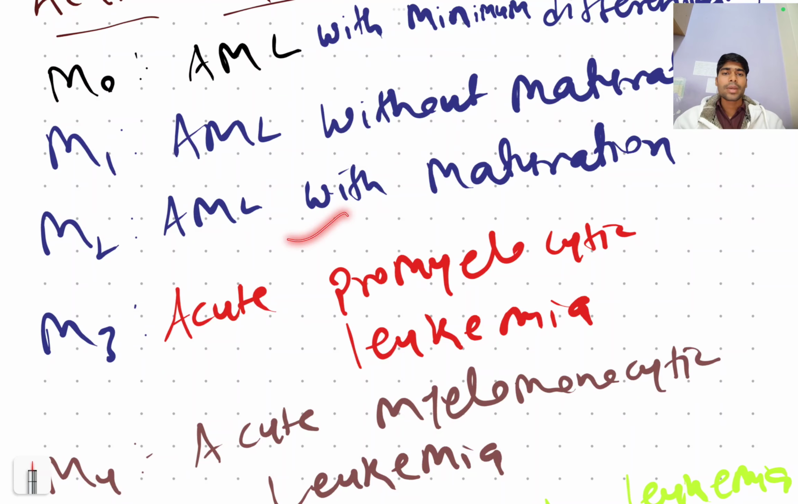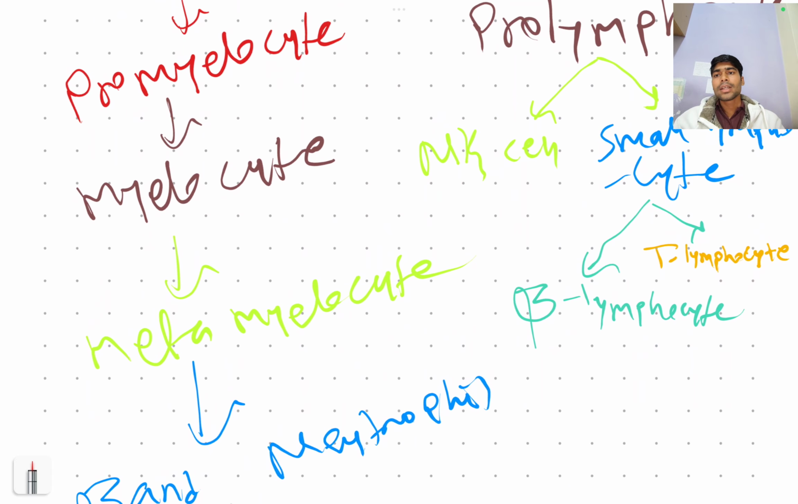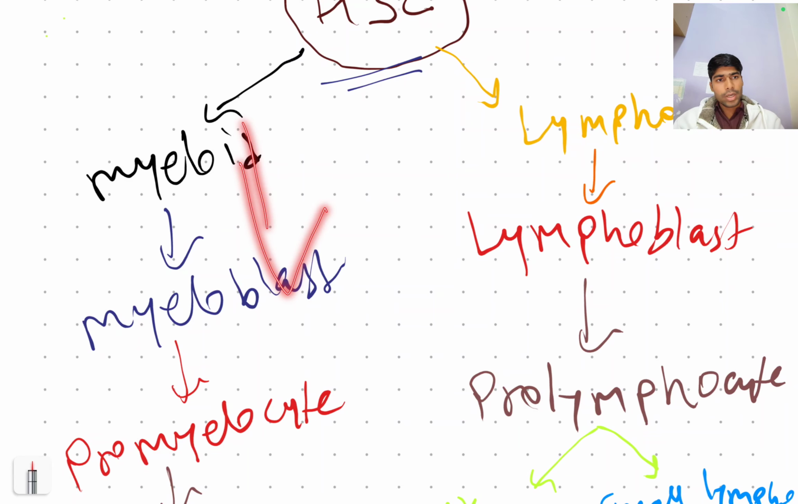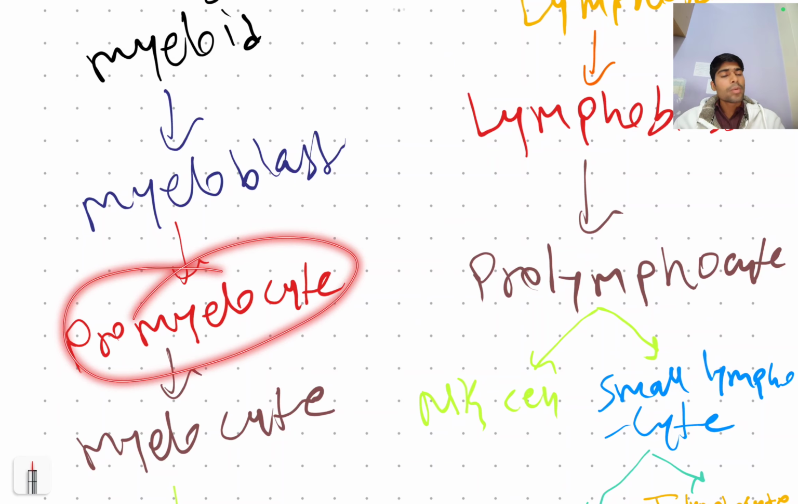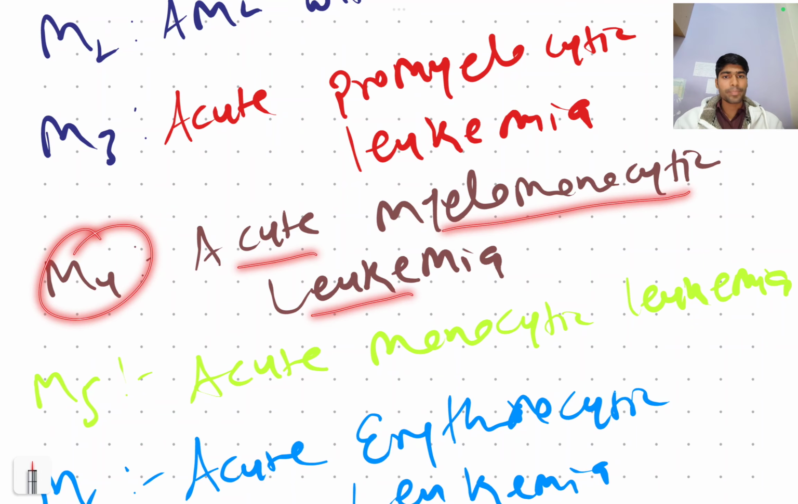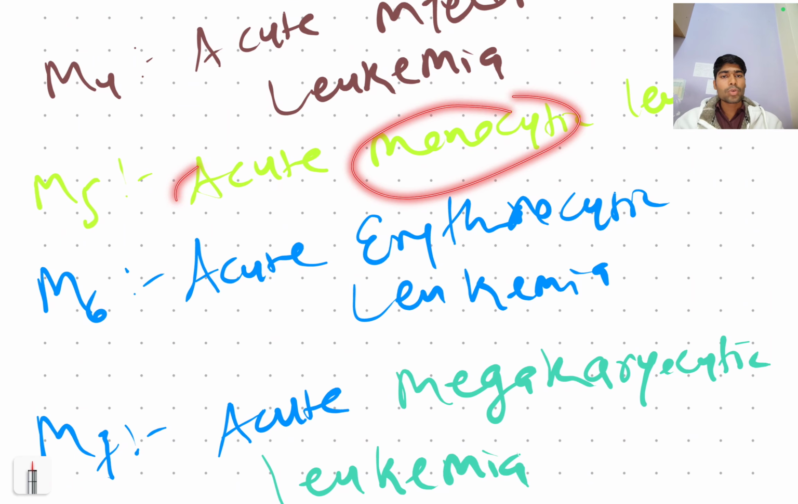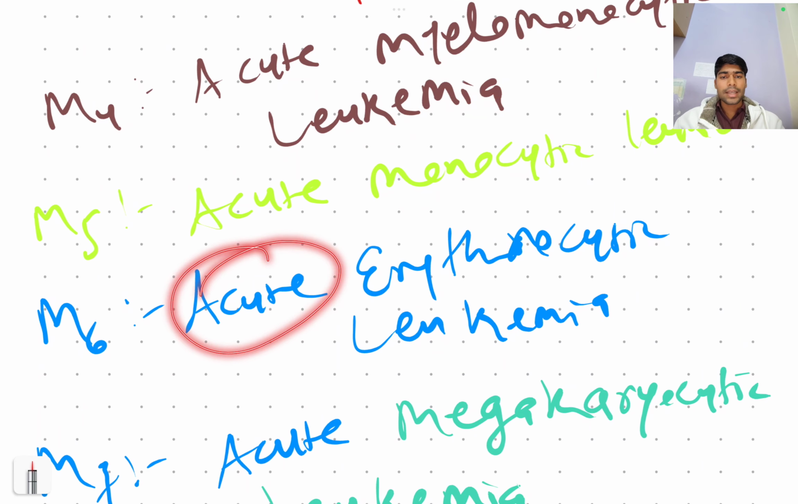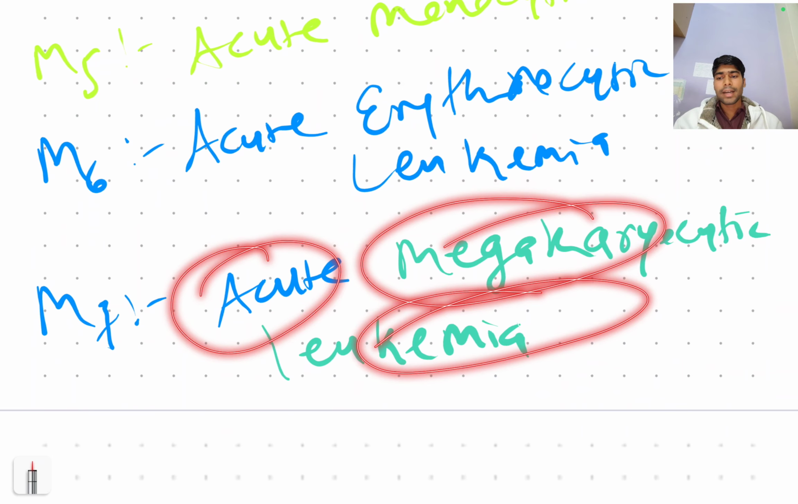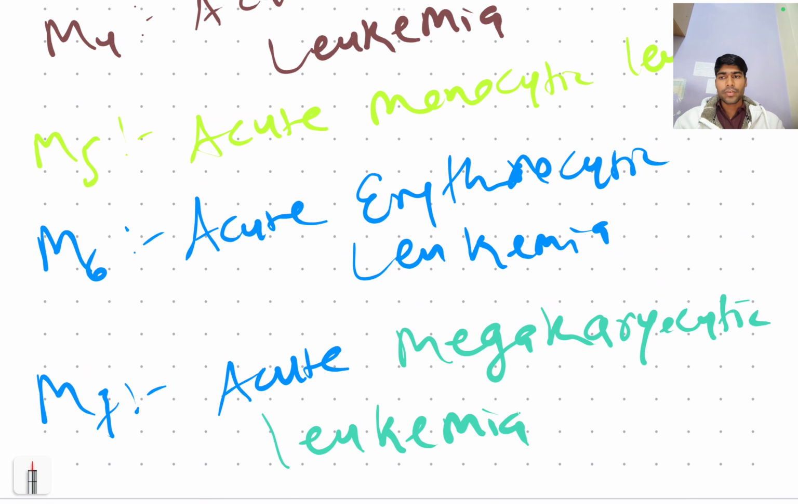Then M2 is AML with maturation, and M3 is acute promyelocytic leukemia, meaning there is a greater amount of promyelocytes, and we have already seen that promyelocyte is one of the steps in the maturation of myeloid series. Alright, so in this we find more promyelocytes. Then M4 is acute myelomonocytic leukemia. Alright, so it is in the middle of the myelocyte and monocyte. Then M5 is acute monocytic leukemia, M6 is acute erythrocytic leukemia, and M7 is acute megakaryocytic leukemia. Alright, so these are all the names of it.